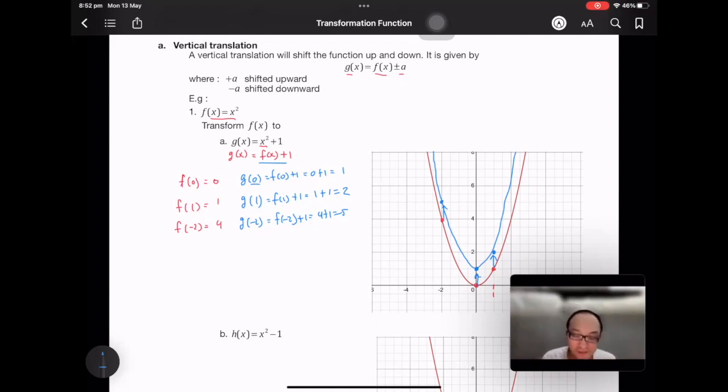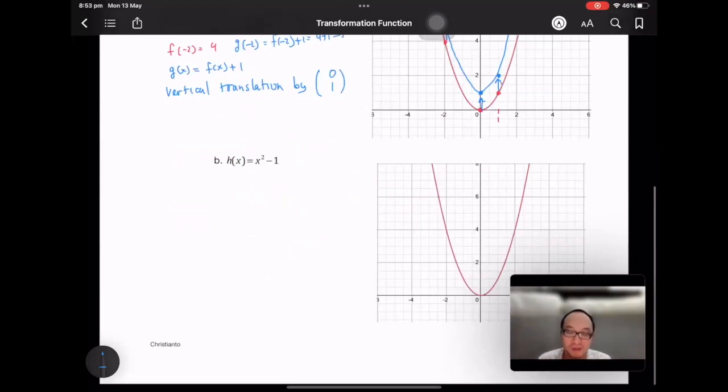So that means the notation g(x) equals f(x) plus 1 is a vertical translation by the vector (0, 1). The first row is for the x direction and the second one is for the y direction. That's number 1. How about number 2?